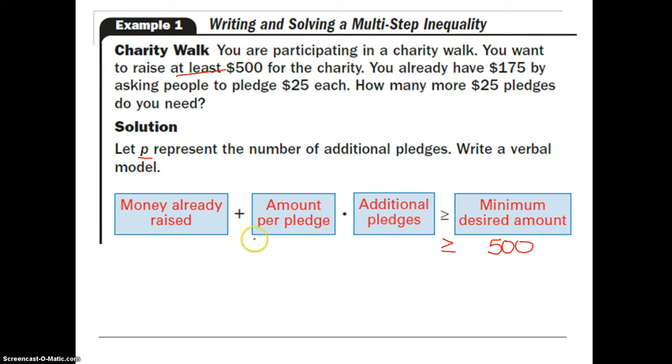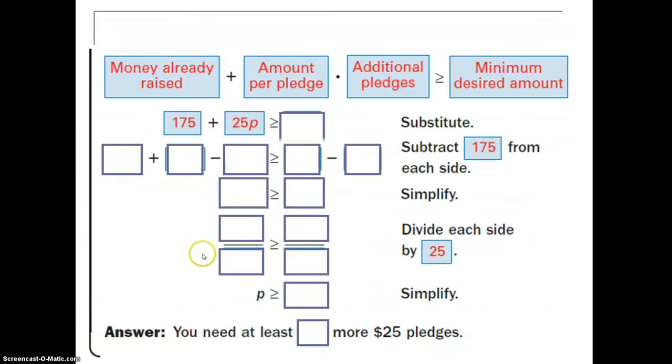You already have $175. That's the money we already raised. And you're asking people to pledge $25 each. What you don't know is how many more additional pledges you need. That's the variable. And we are adding that amount to the amount we already raised. So that is my two-step or multi-step inequality. This is just like a two-step problem. Think of it being an equal sign there if you need to.